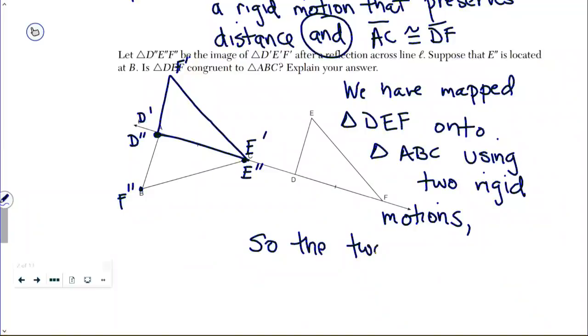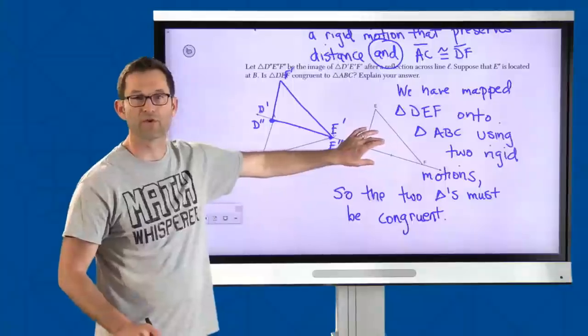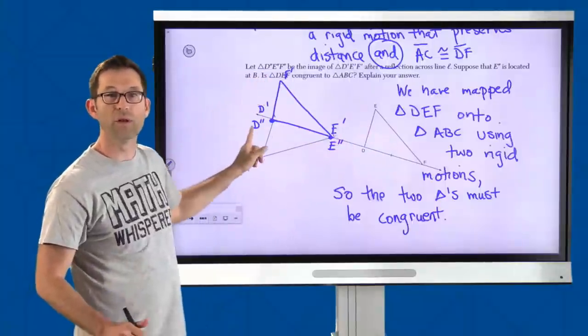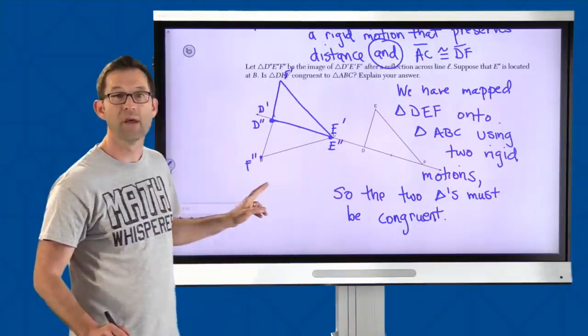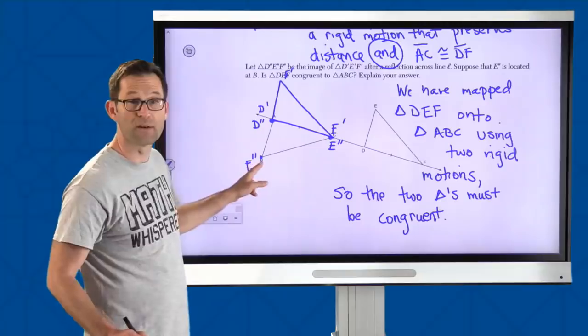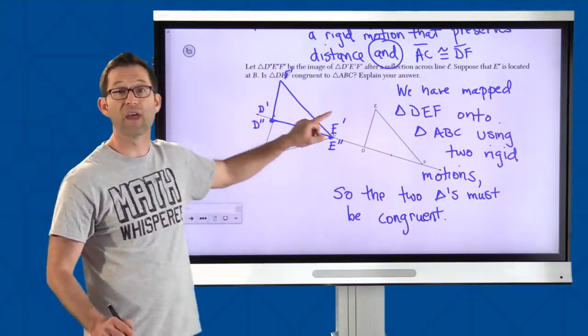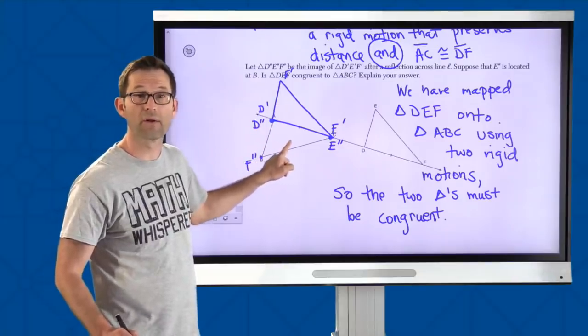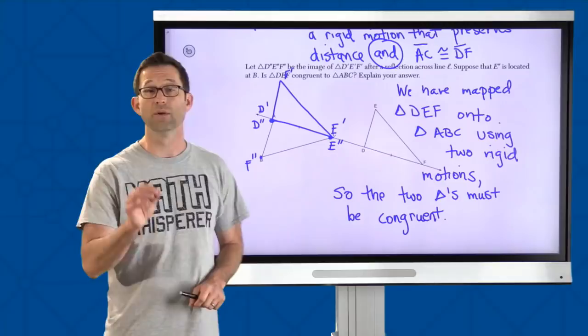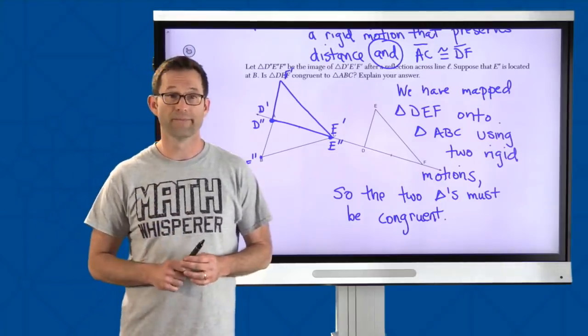The two triangles must be congruent. Right? We've got nice supporting work here. We've done the translation. We've done the reflection. We know that D double prime and D prime are in the same place. E double prime and E prime are in the same place. We were told that F double prime got mapped onto B. And that means that we've taken this triangle and using a translation and a reflection, we've mapped it onto this triangle. So the two triangles must be congruent because we use two rigid body motions to get there.